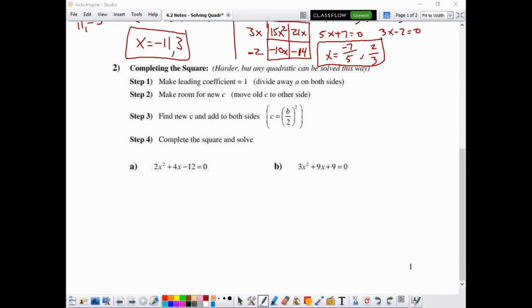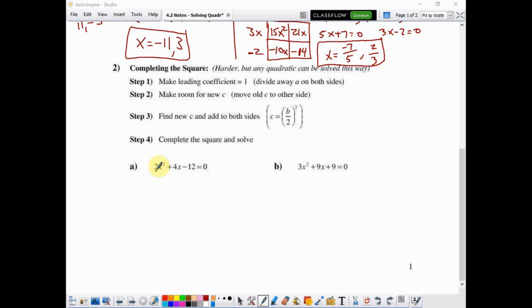We're continuing to solve quadratic equations, and now it's time to solve by completing the square. It's a little bit more difficult, I think, than factoring, but the benefit is any quadratic can be solved this way. So our first step is to make the leading coefficient 1.